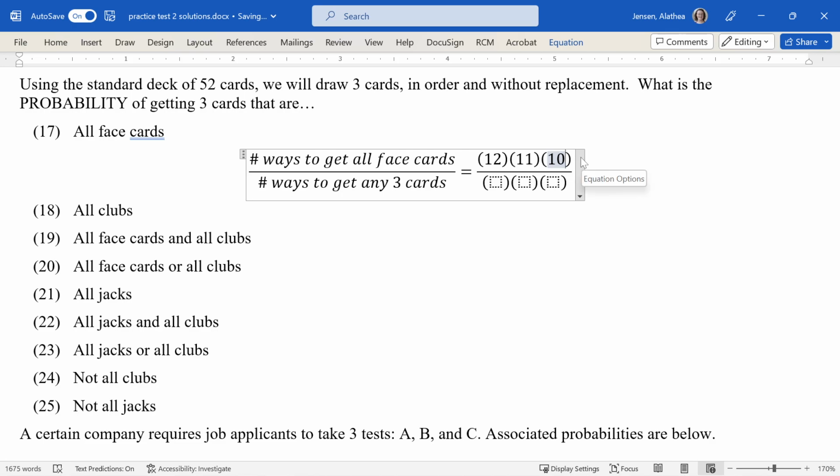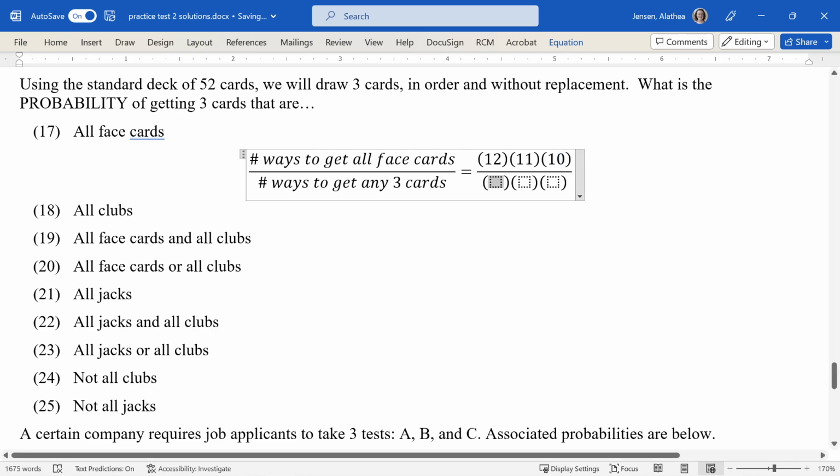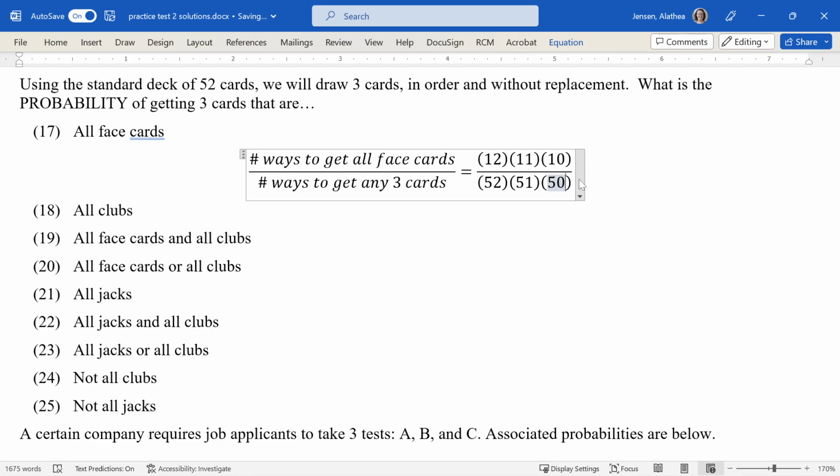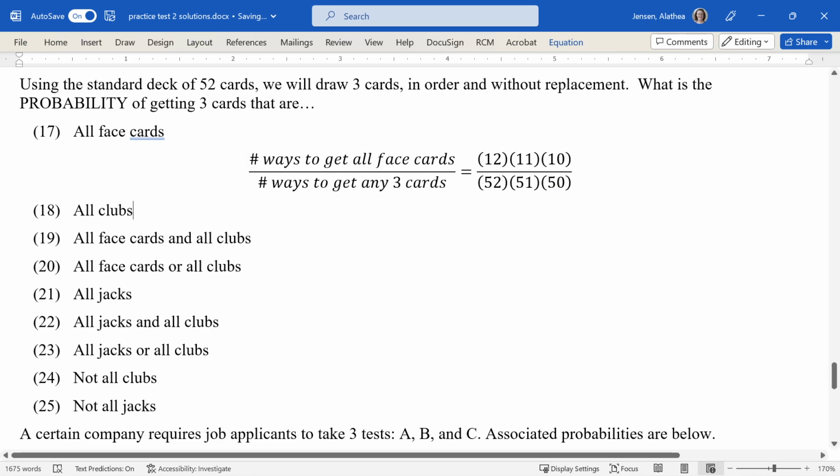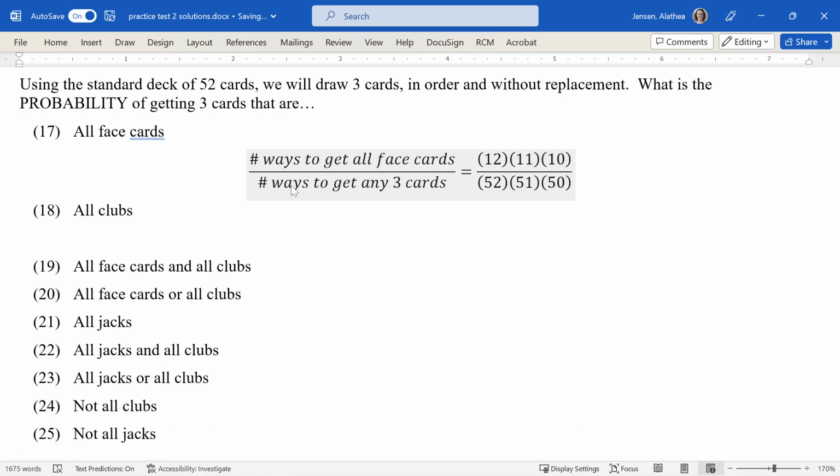Now on the bottom, we just want any 3 cards, so this is going to be 52 options, 51 options, 50 options. We start with the full deck, and then we're taking 1 card out of the deck each time, so these numbers are going down. All right, and you don't need to simplify, you can just leave it like this. Let's go ahead and do the next one.